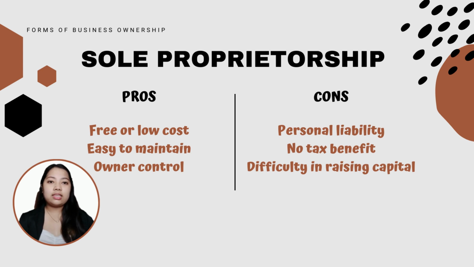Second is that it is easy to maintain. Sole proprietors keep proper records, files, and pay taxes on the business income and other personal income sources. Record keeping and tax filing obligations are generally no more complicated than maintaining records for individual tax filings. Third and last is the owner control.